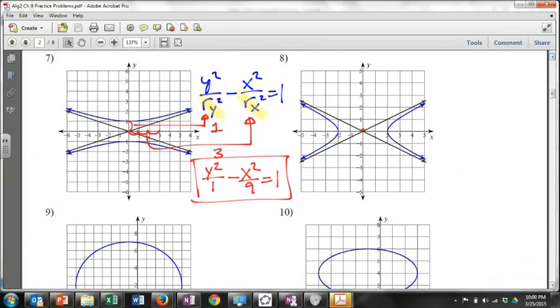Next hyperbola, again centered at 0, 0. In this case, we see that it's going left and right. So it's going to have this form where the x squared comes first.